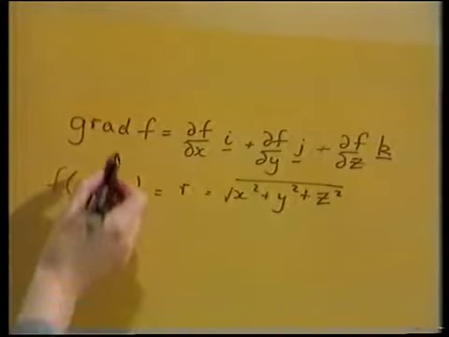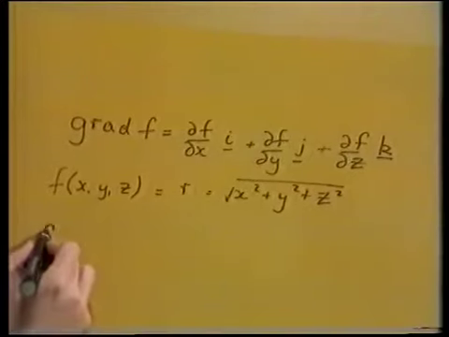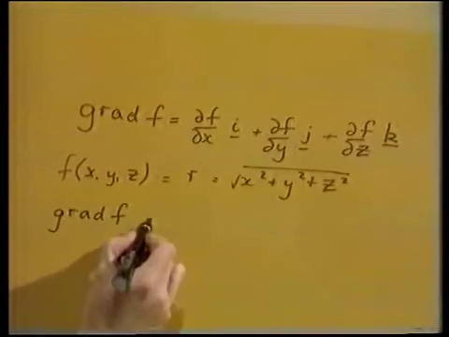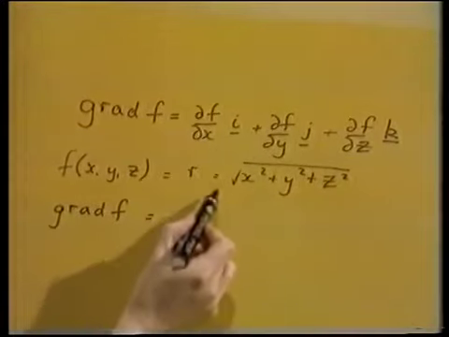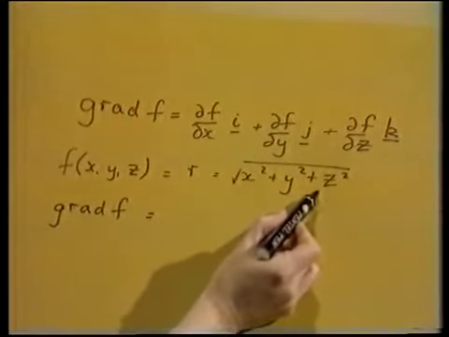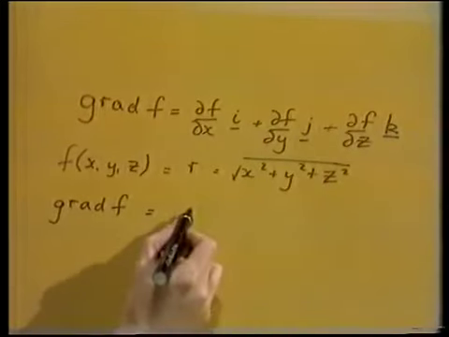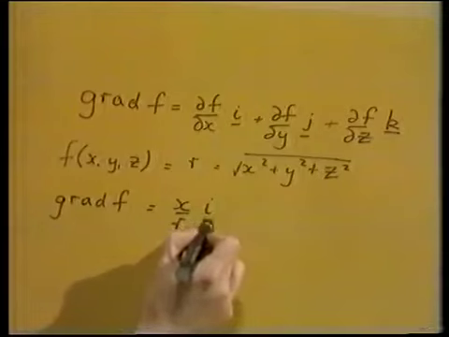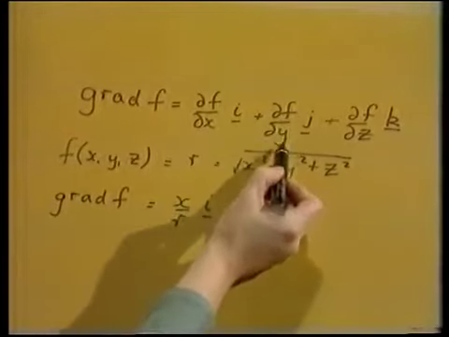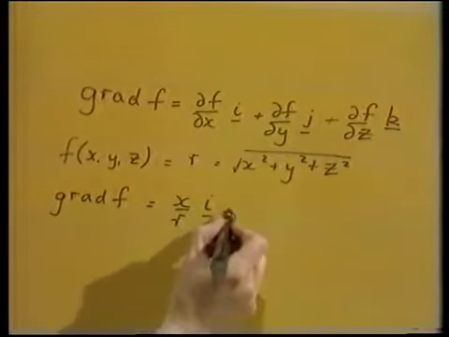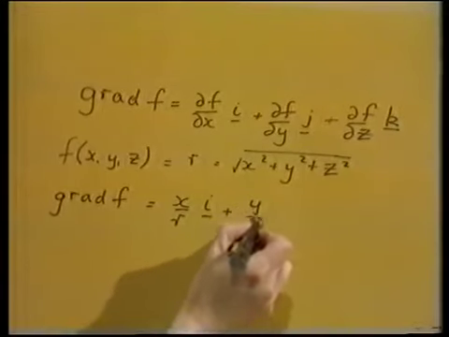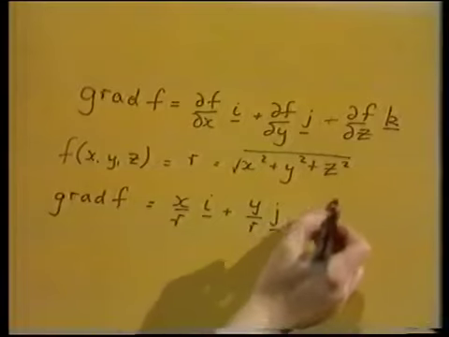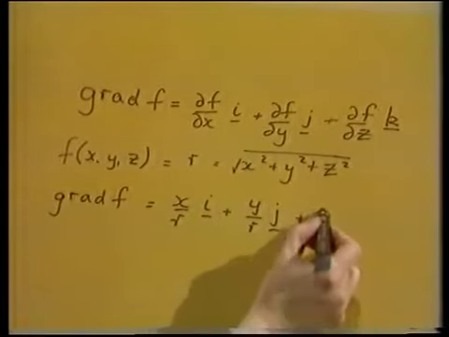Okay, so let's plug that in to the formula for grad of f. Grad of f then is ∂f/∂x. Well, differentiating that with respect to x, you worked out beforehand, is x over r. So it's x over r i, then ∂f/∂y, which you worked out to be y over r, so it's y over r j, and ∂f/∂z is z over r k.